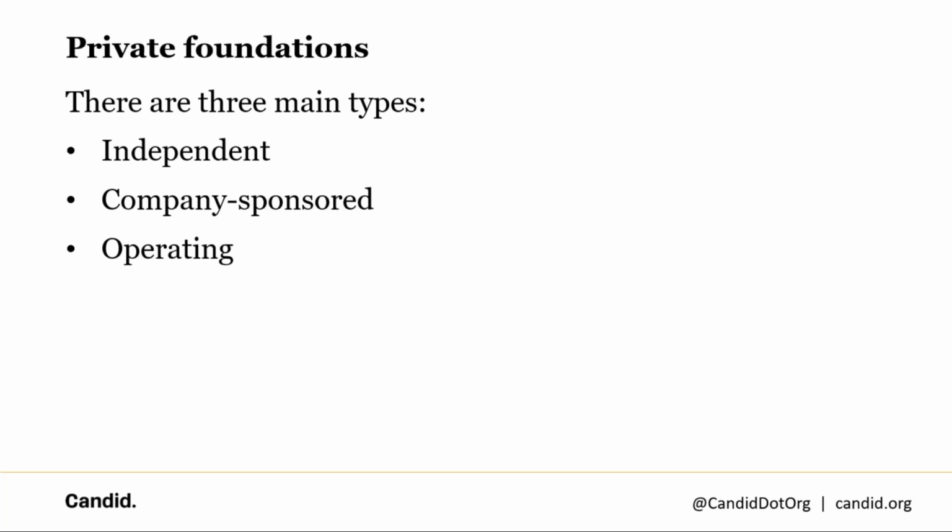An operating foundation may award some grants, but the total is generally small relative to the funds used for the foundation's own programs. So common examples there of operating foundations could be your local zoo or museum, for example. So independent, company-sponsored, operating, three big types of private foundations, and each very different animal.